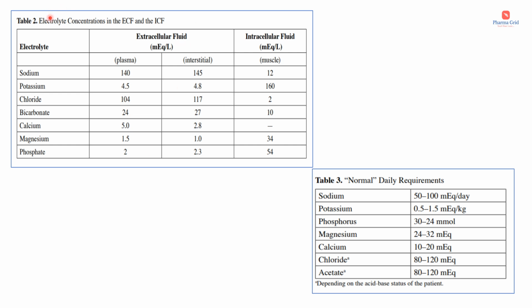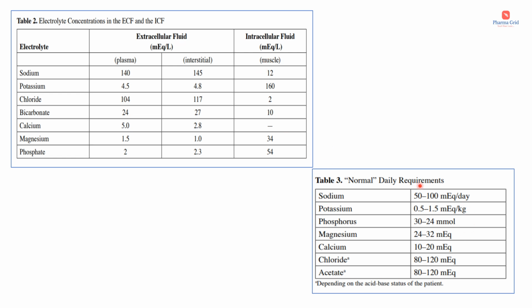So here you can see the electrolyte concentrations in the extracellular fluid and the intracellular fluid. From this it is clear that sodium is present mainly in the extracellular fluid, and sodium is the major extracellular cation. Potassium is present in higher concentration in the intracellular fluid, and it is the major intracellular cation.